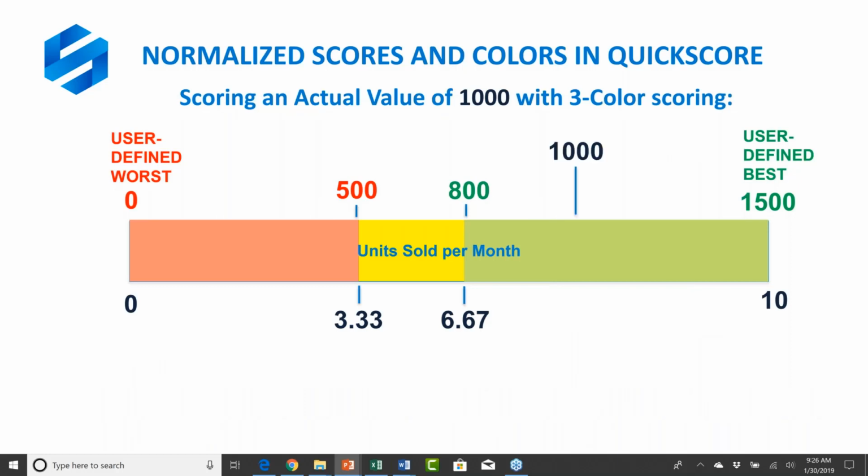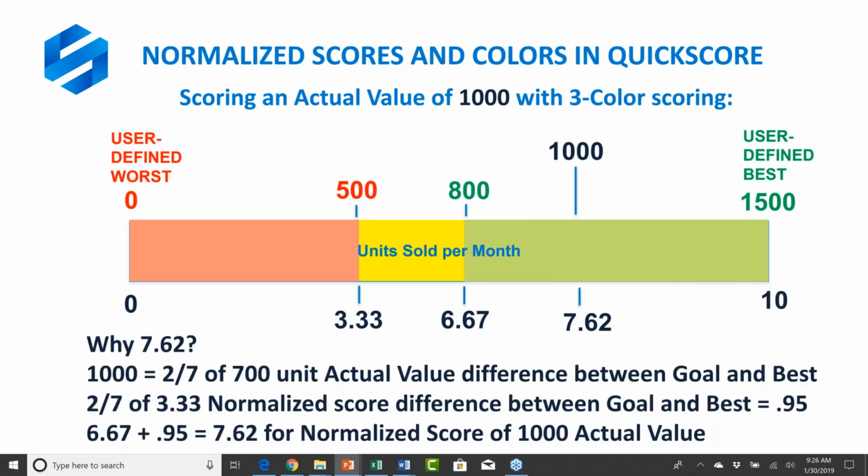If we take that same exact 1,000 actual value and put it into a 3-color scoring setup like we just discussed, we come up with a different normalized score of 7.62. And again, the question here is why? What's the math that's going on behind the scenes?